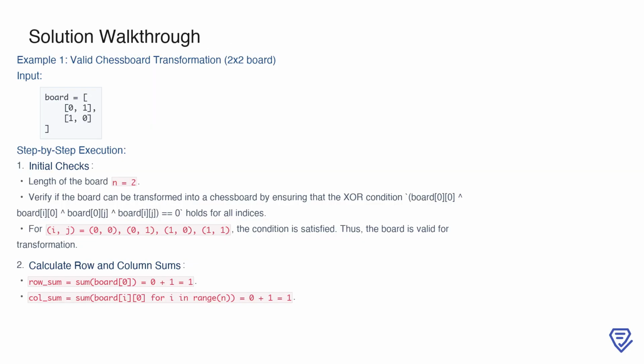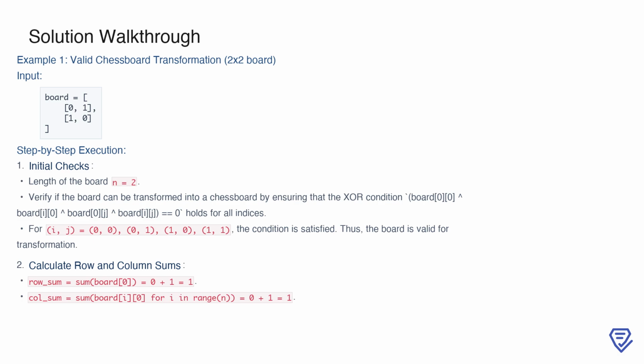Here, we begin with a simple 2x2 board where the input is given as a matrix. The first step is to check if this board can be transformed into a valid chessboard. To do this, we calculate the size of the board, n, which is 2 in this case. Next, we ensure that the XOR condition is satisfied for all indices. This condition ensures that the board alternates between 0 and 1 in a chessboard-like pattern. For each combination of i and j, such as (0,0), (0,1), (1,0), and (1,1), the condition holds true, meaning this board is a valid candidate for transformation.